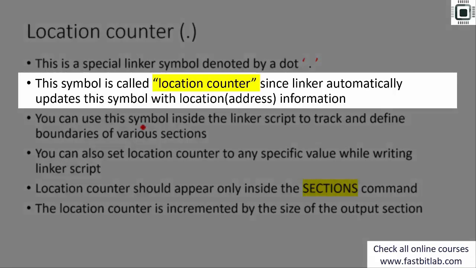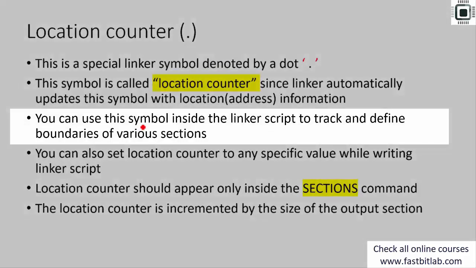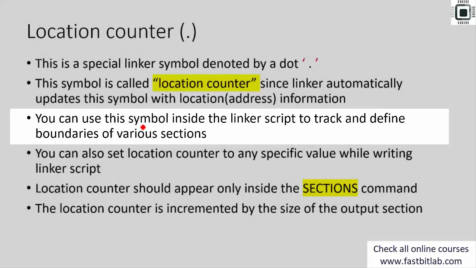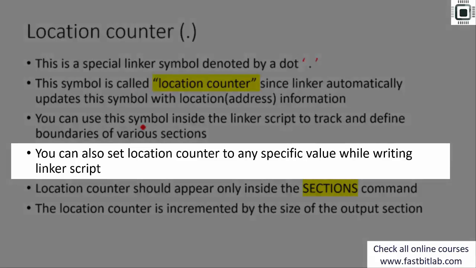This symbol is called location counter because the linker automatically updates this symbol with location information. So you can use this symbol inside the linker script to track and define boundaries of various sections. You can also set location counter to any specific value while writing the linker script.